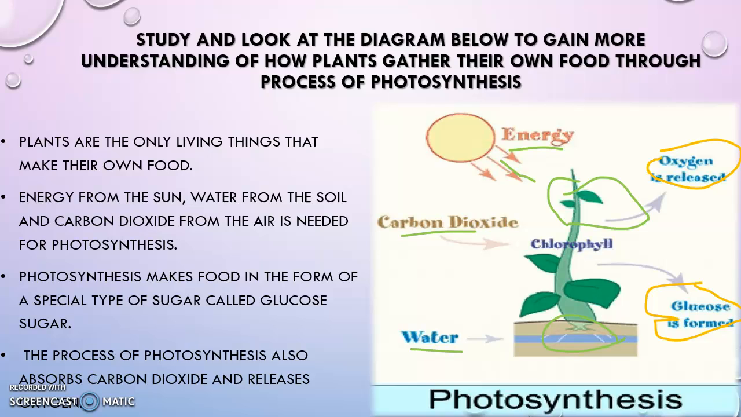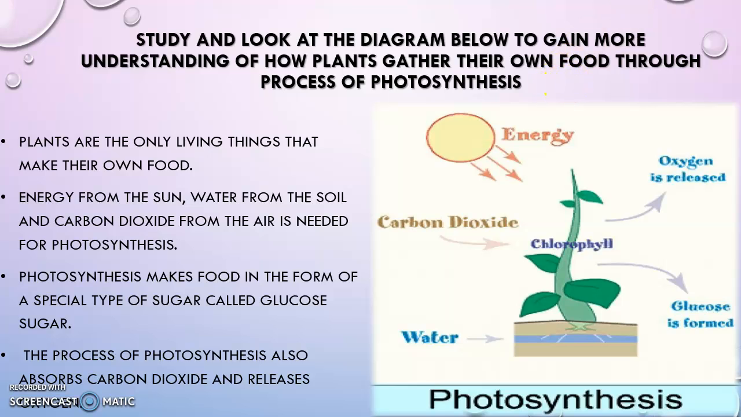Now going back to our lesson, let's focus on the bullets. Plants are the only living things that make their own food. Energy from the sun, water from the soil, and carbon dioxide from the air is needed for photosynthesis. Photosynthesis makes food in the form of a special type of sugar called glucose sugar. The process of photosynthesis also absorbs carbon dioxide and releases oxygen.